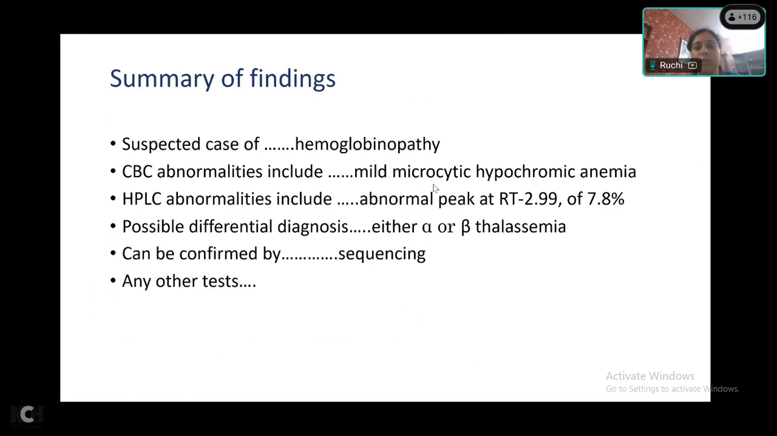Then you have a mild microcytic hypochromic picture. In this unstable hemoglobinopathy, the chances of an alpha mutation or alpha chain alpha thalassemia are quite high because your A2 was low, right? And for unstable hemoglobinopathy, or whenever this kind of abnormal chain comes, the diagnosis can ideally be confirmed only by sequencing. But before you go for sequencing, if you are really suspecting an unstable hemoglobin, you should do a heat stability test.